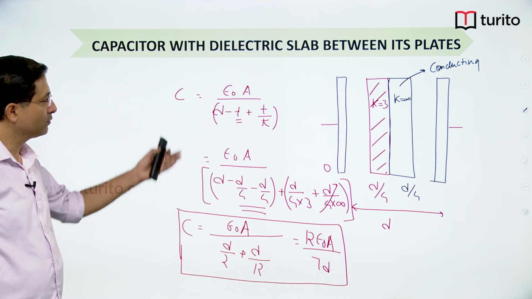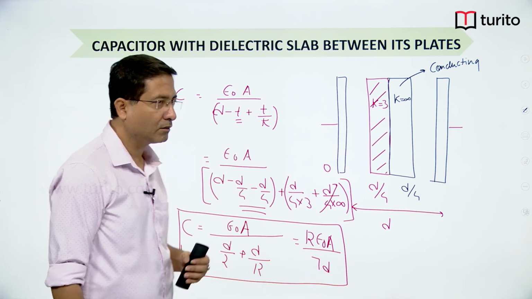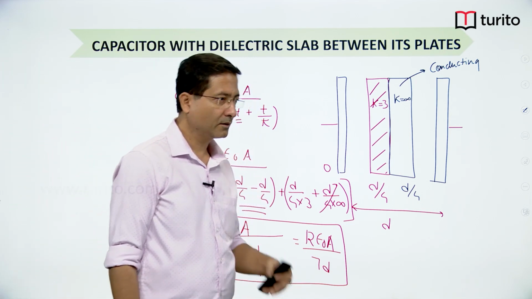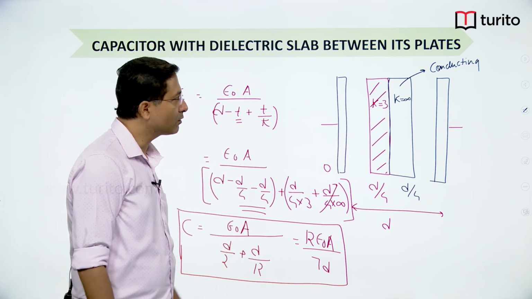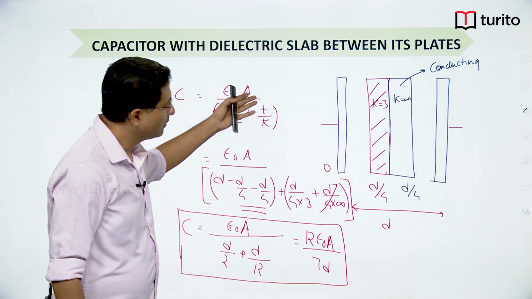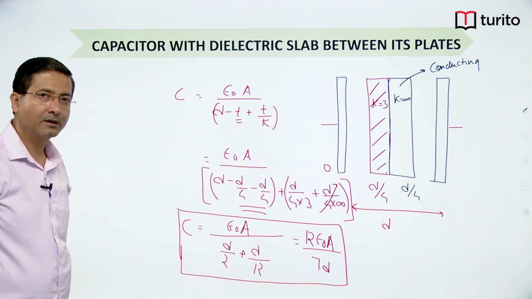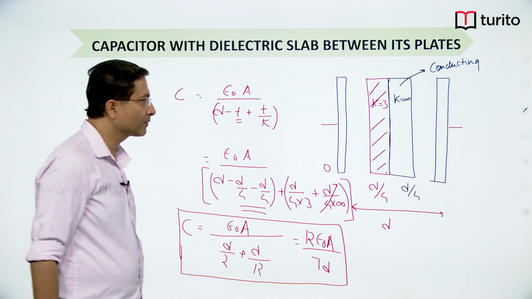Right. So, in between the plates only dielectrics might be given, only conductor might be given, or a combination of dielectric and conductor is given. So, this is the only formula we have. We need to substitute the values and we will get the result, right.